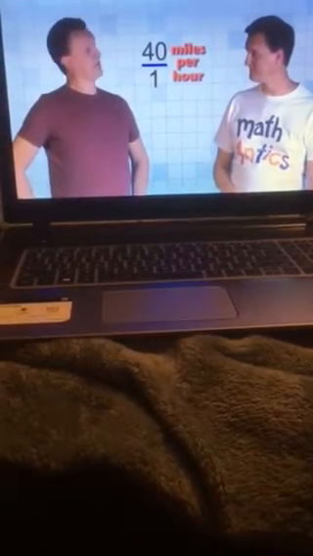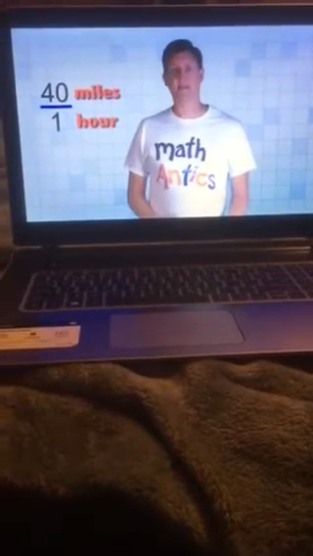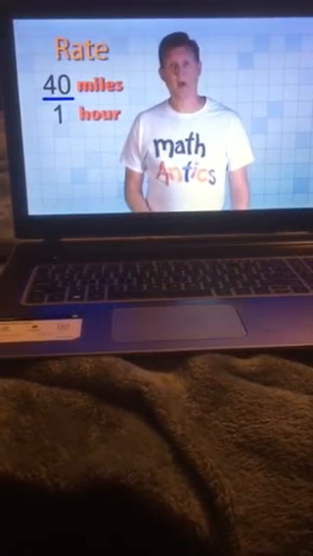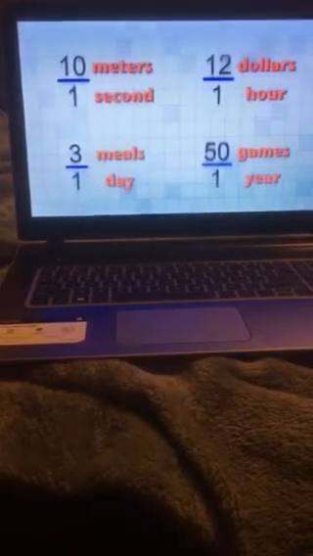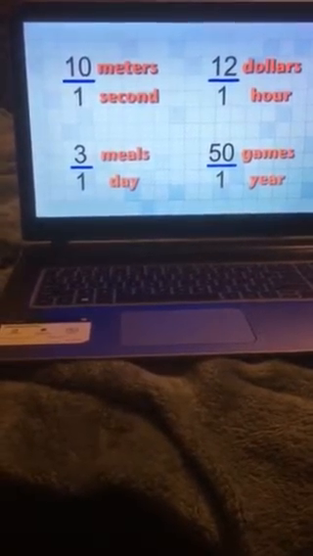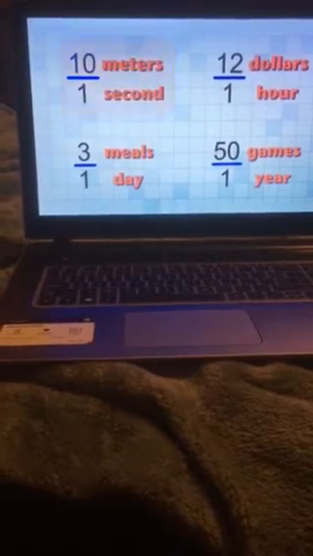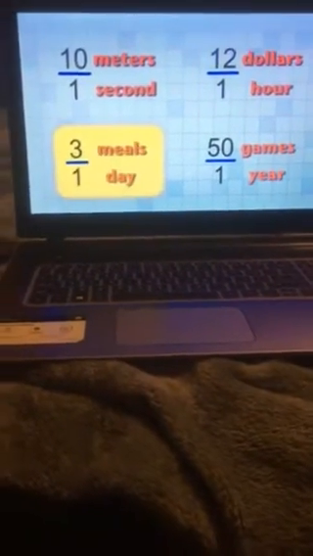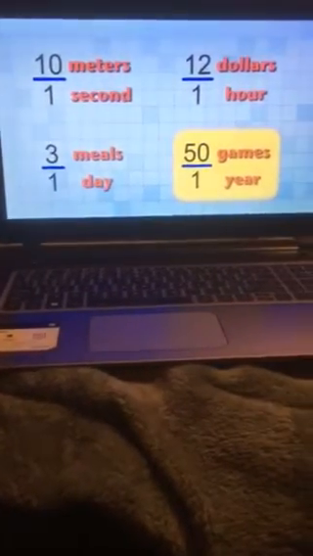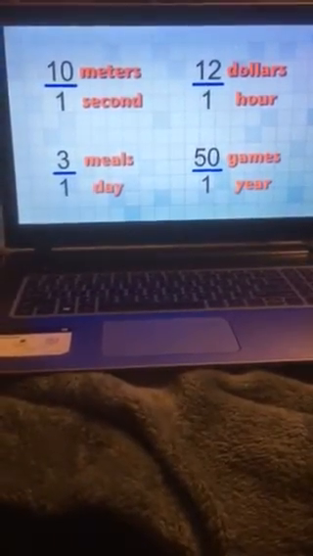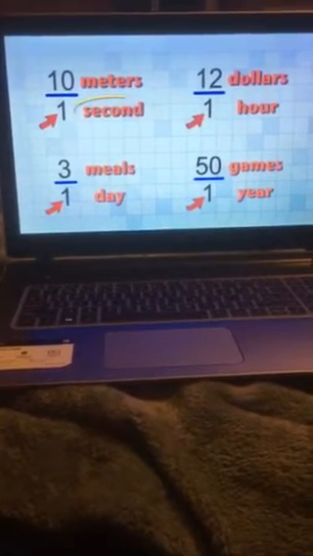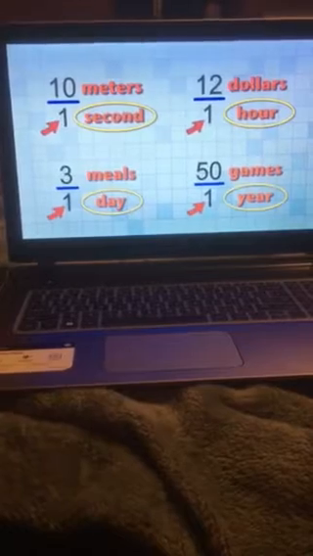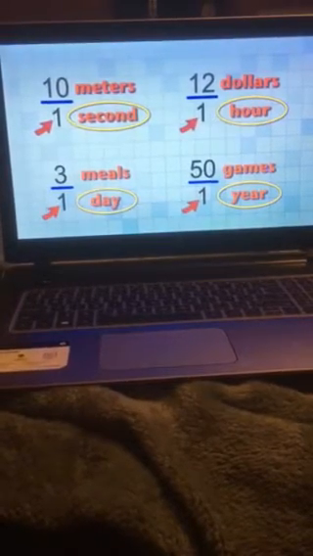Well, I guess you have an answer for everything, don't you? 40 miles per 1 hour is a type of ratio that we call a rate. A rate is just a ratio that usually involves a period of time. Here are some common examples of rates. 10 meters per second, $12 per hour, 3 meals per day, 50 games per year. Notice that the bottom numbers in each of these ratios relate to a period of time. Seconds, hours, days, years. And that's why we call them a rate.